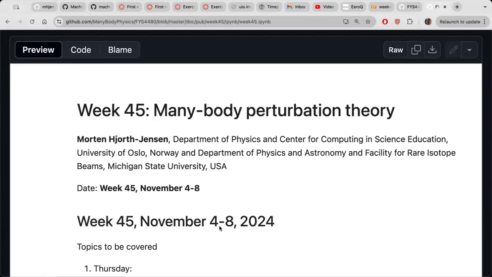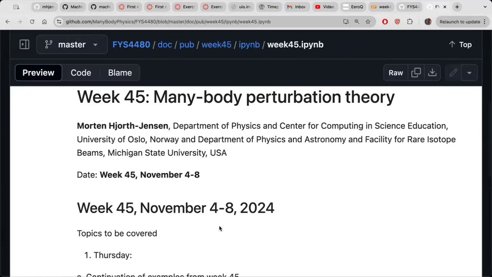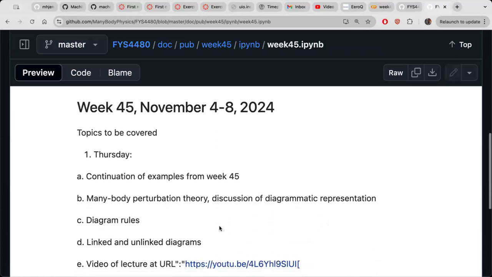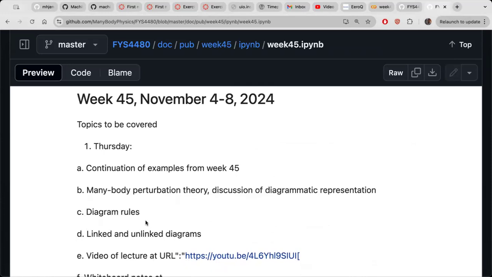The topic this week is a discussion of diagram rules. And yesterday we looked at several examples. We set up the diagram rules, but we didn't reach the point where we were to discuss linked and unlinked diagrams. However, I would like to suggest a small change in program.